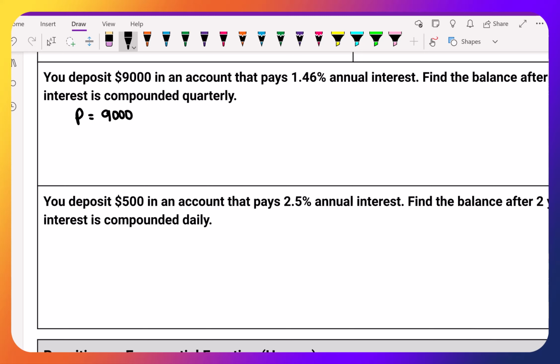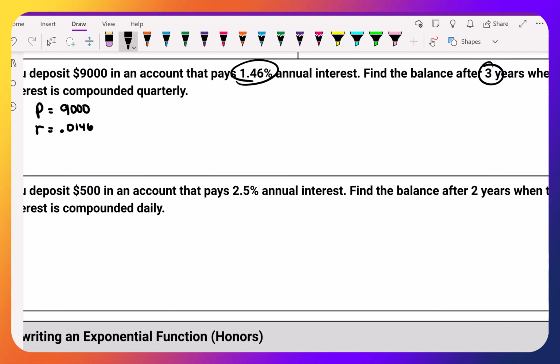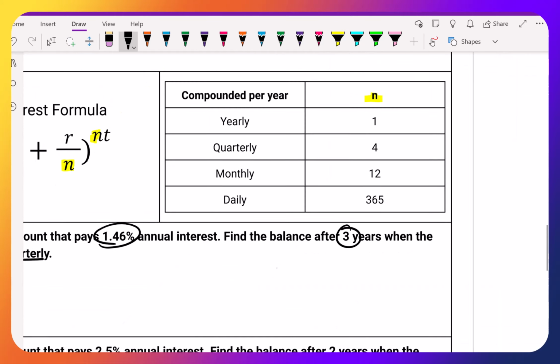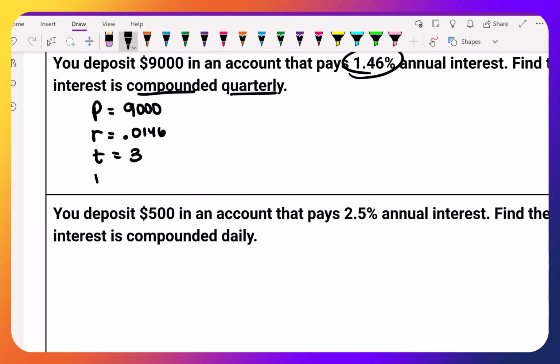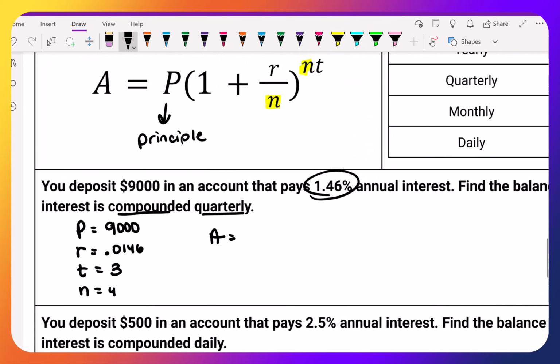And then you're going to go ahead and write everything else like you normally would. Your rate is going to be 0.0146 because you're going to move your decimal 2 places to the left. And then it says you're going to find the balance after 3 years. T is equal to 3. And then it is compounded quarterly. So quarterly is 4. Now, all you have to do is plug this into your formula. So let's look at the formula. It's right above it. So your principal is 9,000.